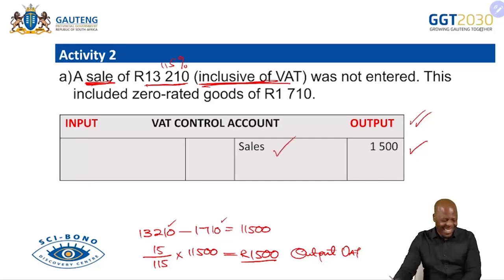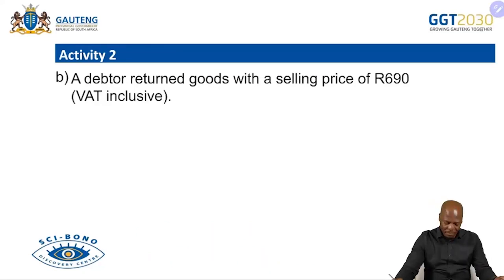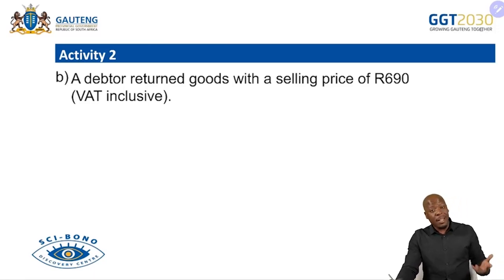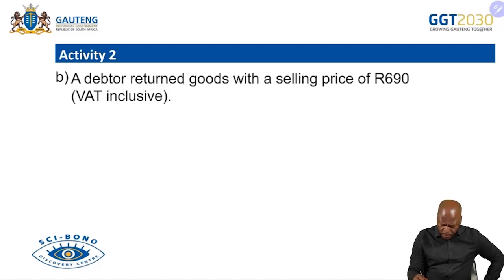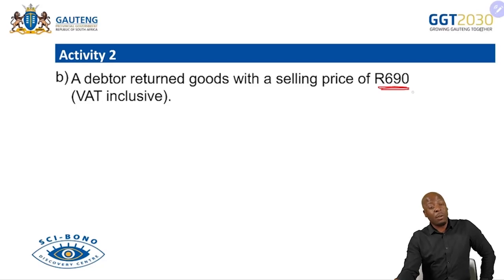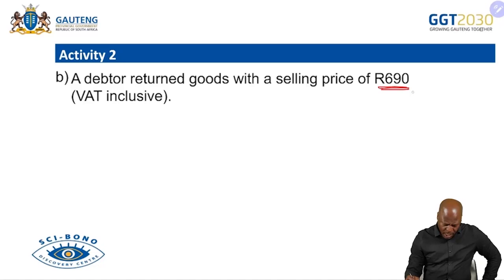Okay, let's go on and check information B. It says, a debtor returned the goods. So we're talking now debtors' allowances. A debtor might not be satisfied with the goods. They don't like maybe the type of goods that we deliver to them, then they are returning the goods. And then they have a selling price of R690, and this is VAT inclusive. Once it is inclusive, I want someone to tell me 100% or 115%. What do you think? Thank you. Someone is telling me if it's inclusive, therefore it is 115%.